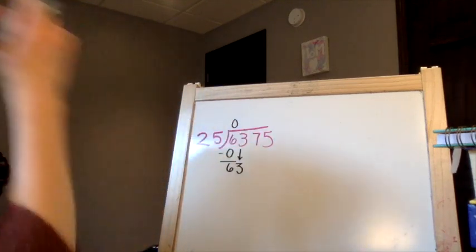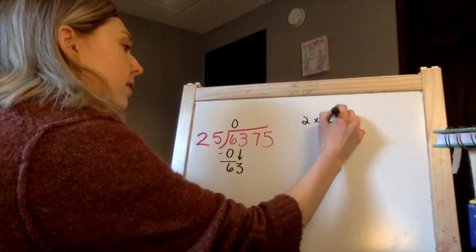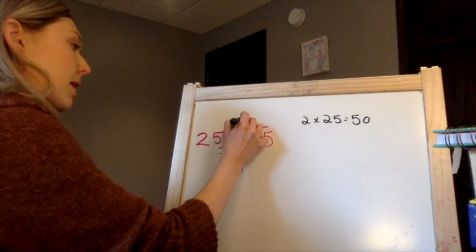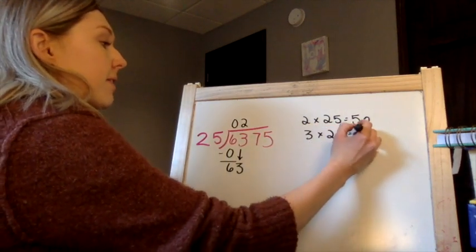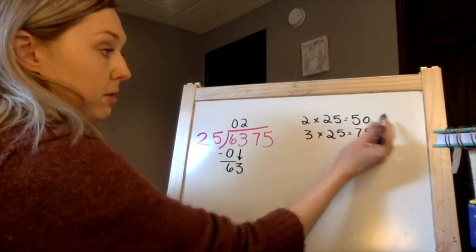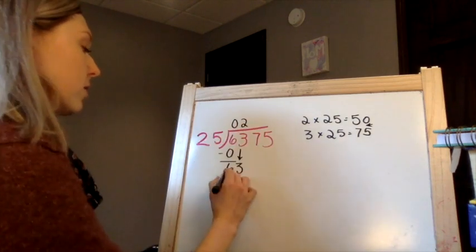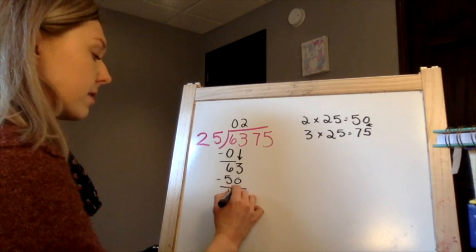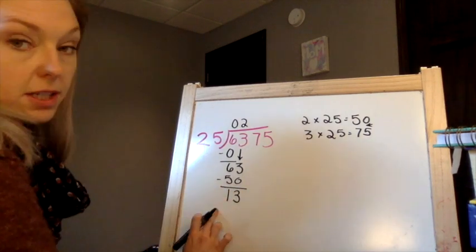25 goes into 63, so let's think. 2 times 25 is 50. So it goes in 2 times, because 3 times 25 is 75. So that won't work. Has to be less than. So it's right in between these two. So it's 50. It's 2 times. 25 times 2 is 50. Let's subtract to find the difference. The difference is 13. Now, does 25 go into 13?